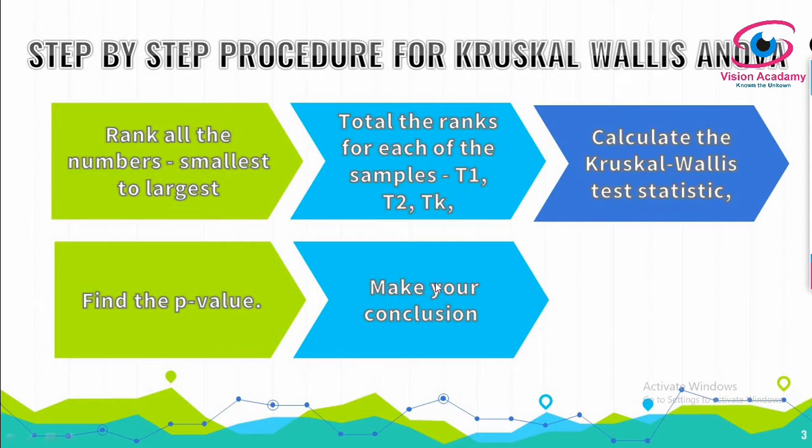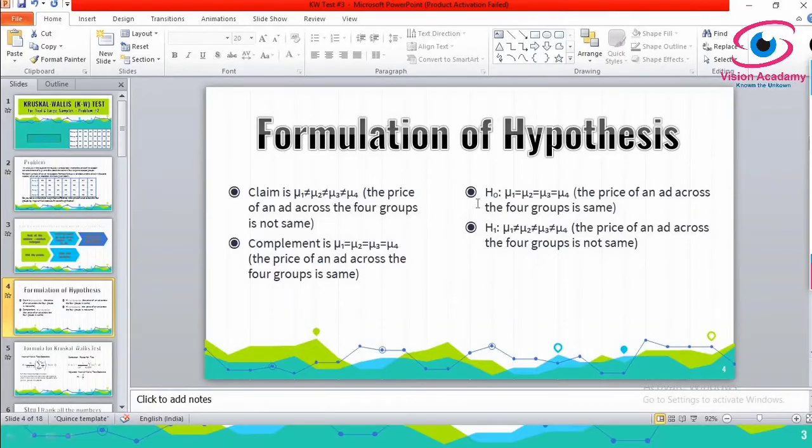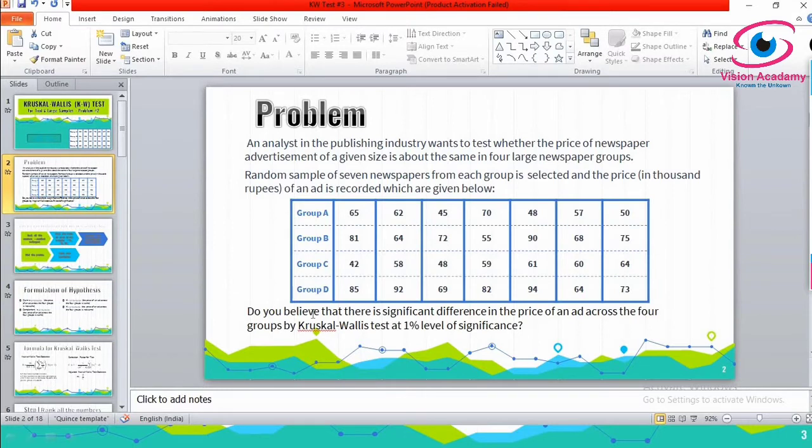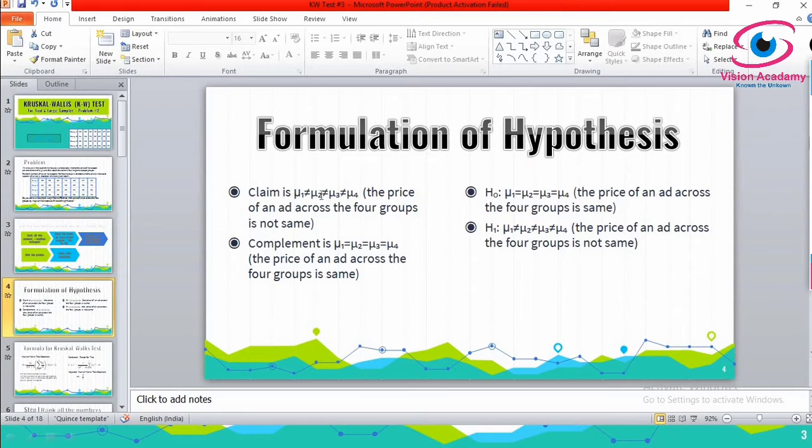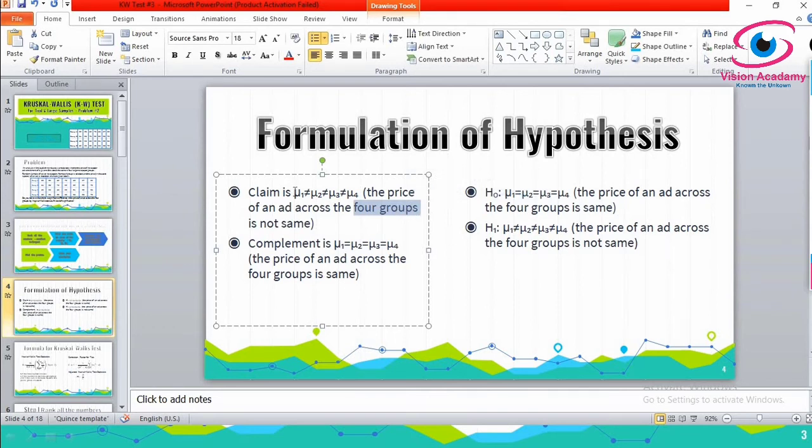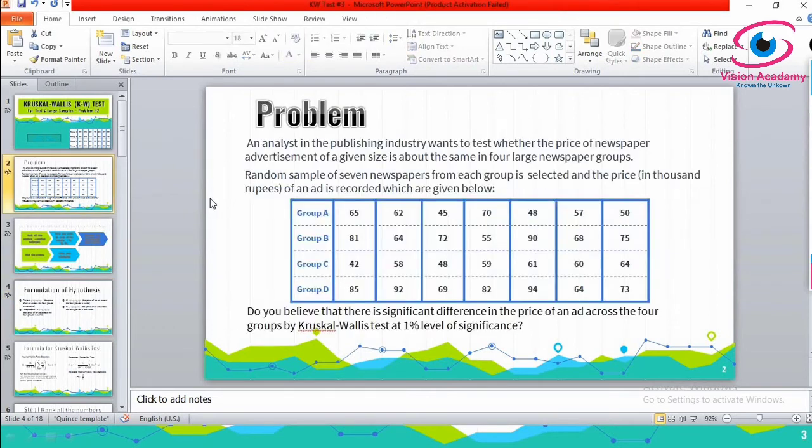Before solving this problem step by step, let us formulate the hypotheses for the given problem. They have asked, do you believe that there is a significant difference in the price of an ad? Which means the price of an ad is not the same for all the 4 groups. So our claim is that the price of an ad across the 4 groups is not the same. Here we denote group A as mu1, group B as mu2, group C as mu3 and group D as mu4 for the mathematical operation.